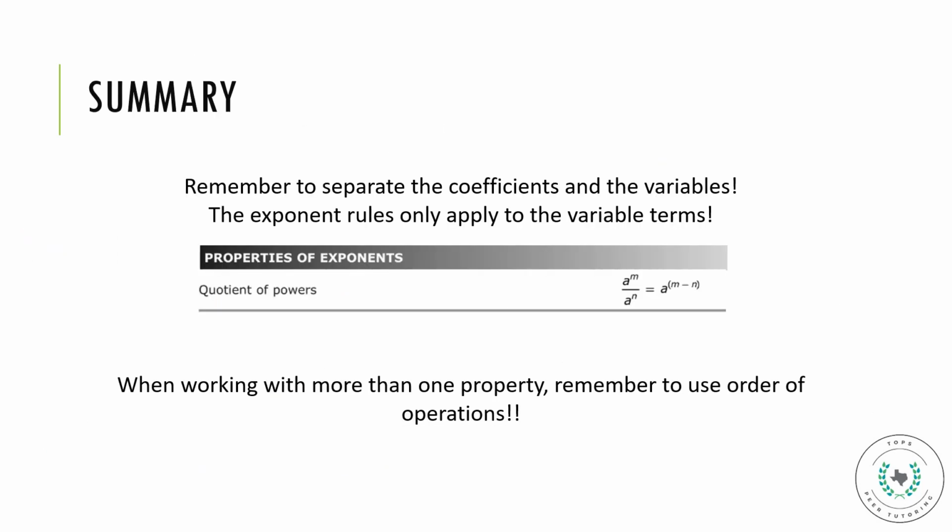Okay, and that will be the end of this video. It still turned out a little bit long, but it's definitely shorter than the other one. So here's a quick summary of what we went over, and important things to remember. Remember to separate the coefficients and the variables. Exponent rules only apply to the variable terms. The coefficient rules just have your normal mathematical rules, so be careful that you're using the right rules for the right values. When working with more than one property, remember to use order of operations, both PEMDAS for the normal numbers and the exponential equivalent of PEMDAS.